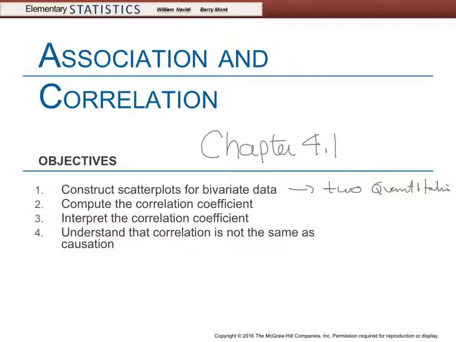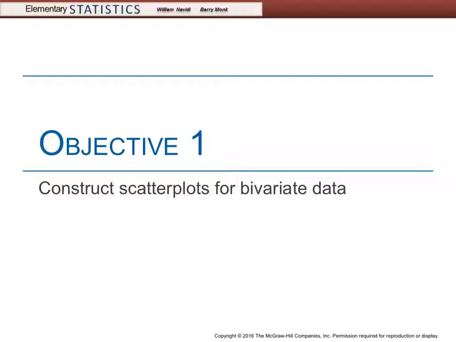And to do that, we're going to first construct scatter plots to look at the relationship between the two variables, which are going to be x and y. We're going to compute something called a correlation coefficient, and we're going to interpret that correlation coefficient. And then we're going to try to understand the difference between correlation or association and causation. So our first objective is to construct scatter plots for bivariate data, or two variable data.